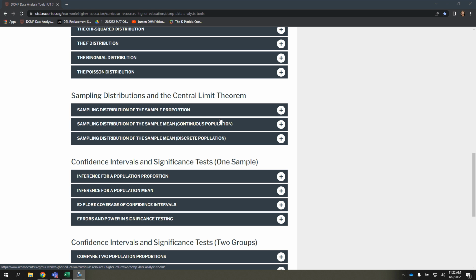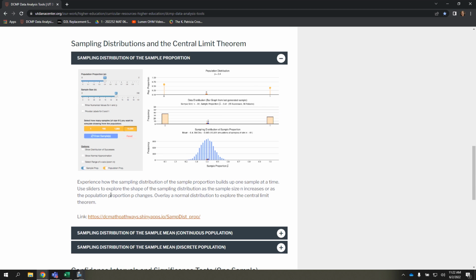They all have their own purpose, though you would want to first ask yourself to decide between the three. Am I dealing with categorical data, in which case you're using a sample proportion? Am I using quantitative data? And then if it's quantitative, you have to decide if your data is continuous or discrete. For purposes of this example, since they all work in a very similar way, I'm going to show you how the sampling distribution of sample proportion app works.